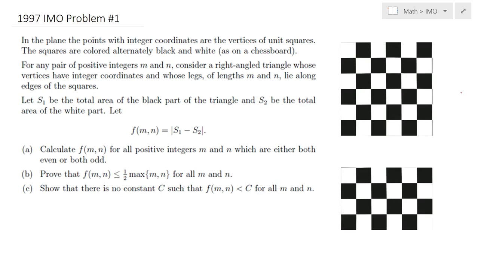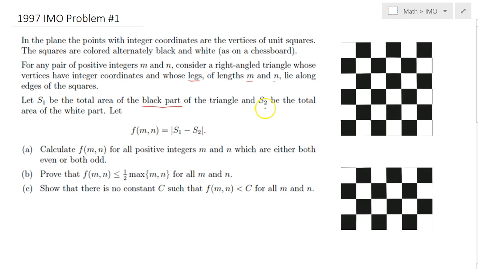For any pair of positive integers m and n, consider a right-angled triangle whose vertices have integer coordinates, meaning that the vertices are at the corners of the square somewhere. And the legs of this right triangle will have length m and n, and they will lie along edges of the squares. That's awesome. Let S sub 1 be the total area of the black part. I wish they called it S sub B, right? So showing the area of the black part, but that's fine.